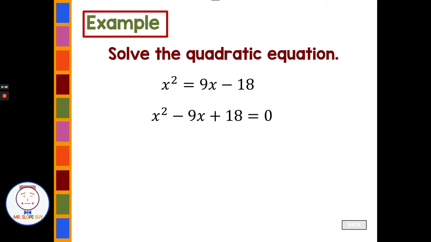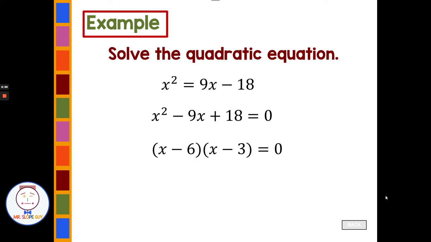Then I want to look to factor. Well, I don't see a GCF. I don't have a perfect square trinomial. 18 is not a perfect square. But if I'm looking for two numbers that multiply to 18 and have a sum of -9, I come up with -3 times -6 has a product of 18. But if I add -6 and -3, I get -9. So this is what I would call traditional factoring, numbers that multiply to 18 and add up to -9.